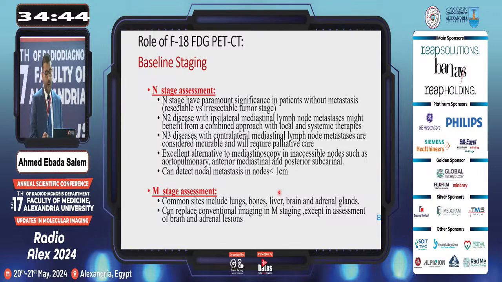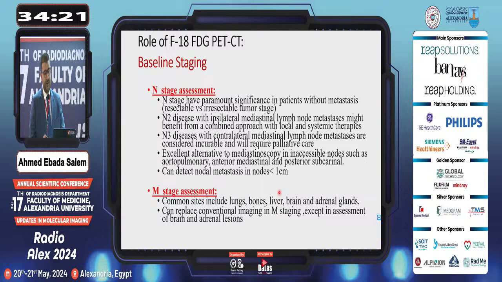Patients who undergo mediastinoscopy will usually have blind spots within the aortopulmonary and anterior mediastinal, as well as the posterior subcarinal nodal stations. So surgeons will rely heavily on PET-CT findings for evaluation of these lymph nodes. PET-CT can also detect nodal metastasis in any lymph node less than 1 centimeter.